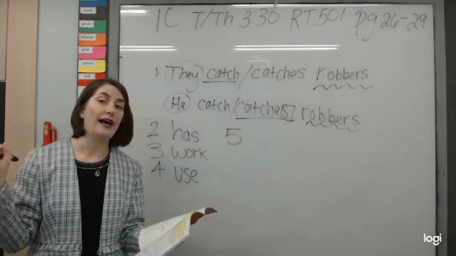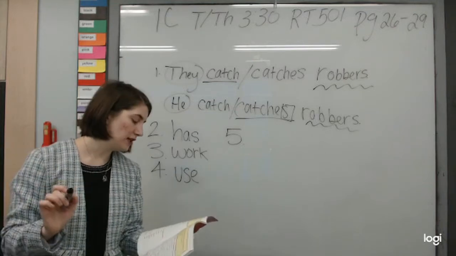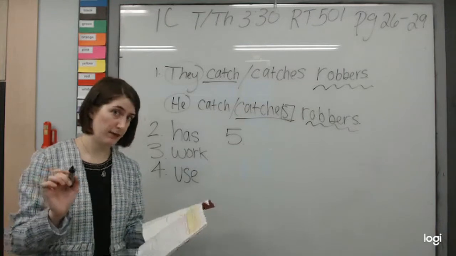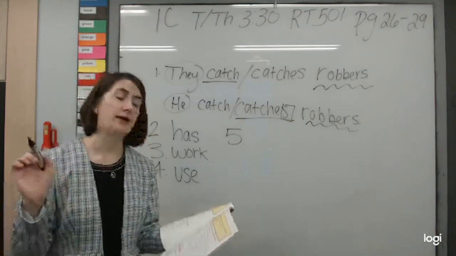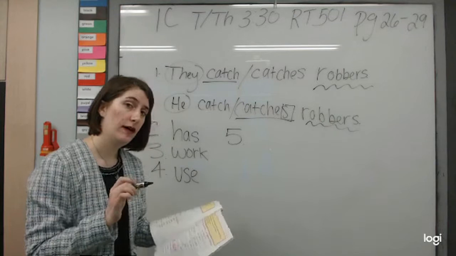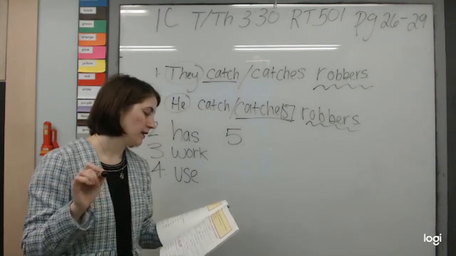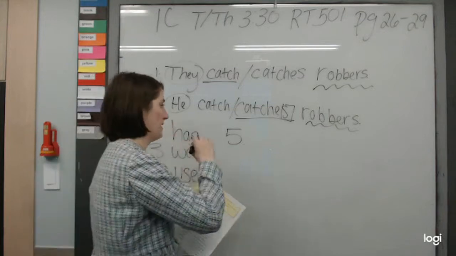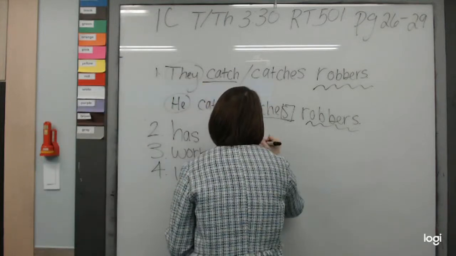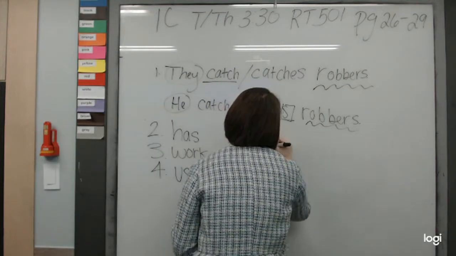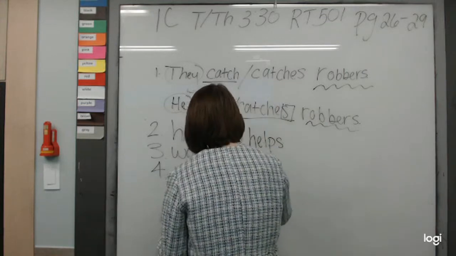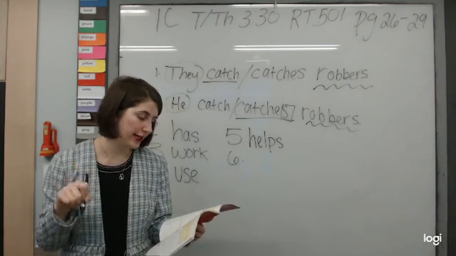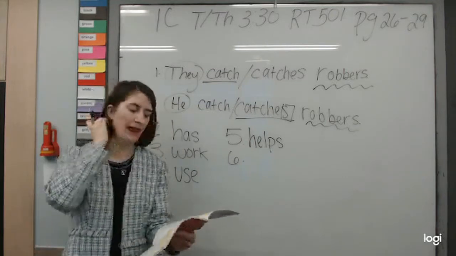For number 5, Kate is a doctor. She helps sick people. So Kate is a girl. So she, one person, helps sick people because of our rule, helps. Good job. All right, now this one's a little tricky. Let's see if you guys remember.